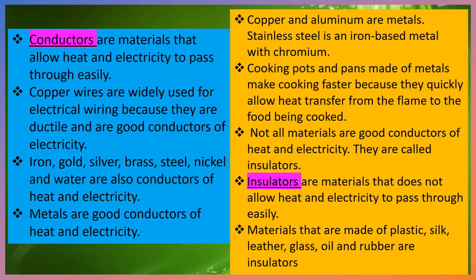Cooking pots and pans made of metals make cooking faster because they quickly allow heat transfer from the flame to the food being cooked. Not all materials are good conductors of heat and electricity, and they are called insulators. So insulators are materials that do not allow heat and electricity to pass through easily. So materials that are made of plastic, steel, leather, glass, oil, and rubber are examples of insulators.